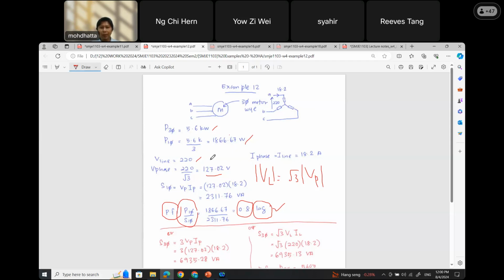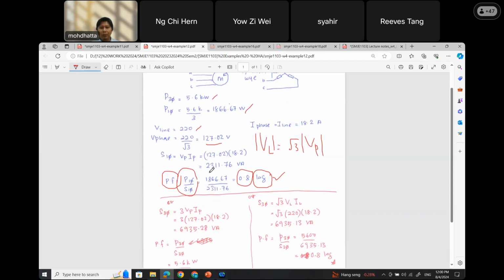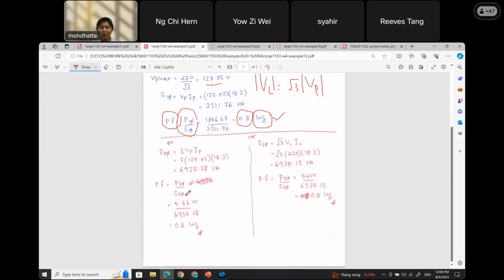So if you look at the solution over here, the first part written in blue is actually using the phase information. And the one at the bottom, I try to use three-phase information to calculate the power factor. To calculate the power factor, we need this equation, where we need information of our active power as well as the apparent power. And the active power is given in the question as 5.6 kilowatt.